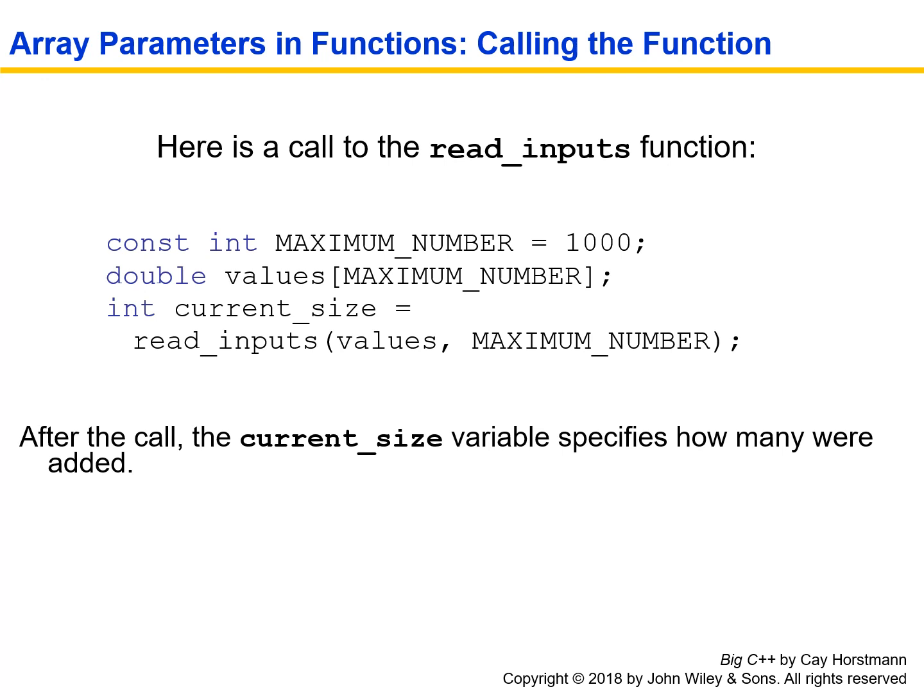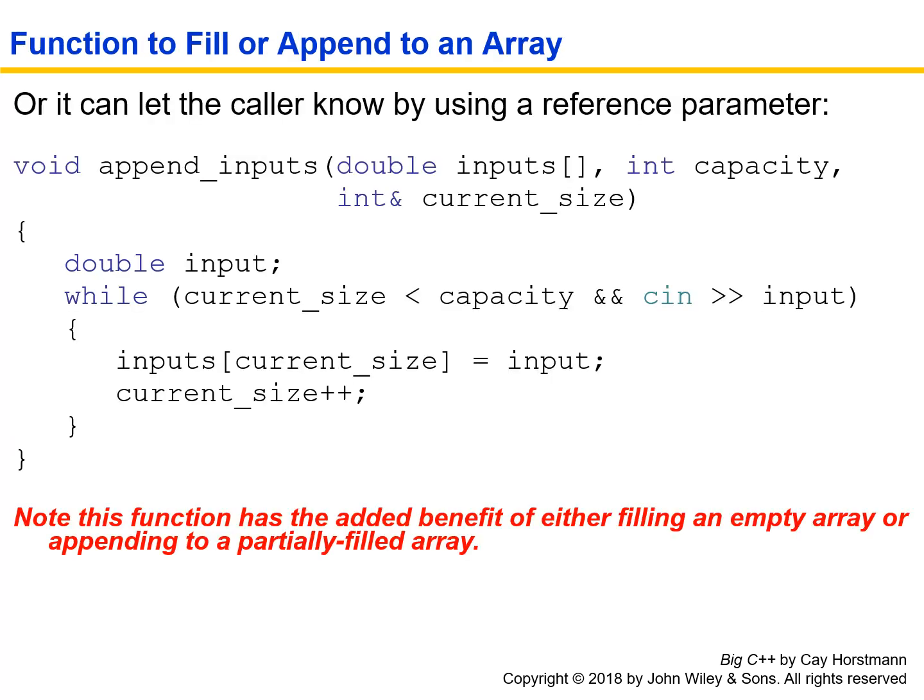When you call the function, you do not put any square brackets after the array name. You just put a comma and any other inputs, any other arguments. You can also pass, say, the size of the array as a reference parameter so that as you're adding to the array, you can increase the size and the calling function will know what that size was.